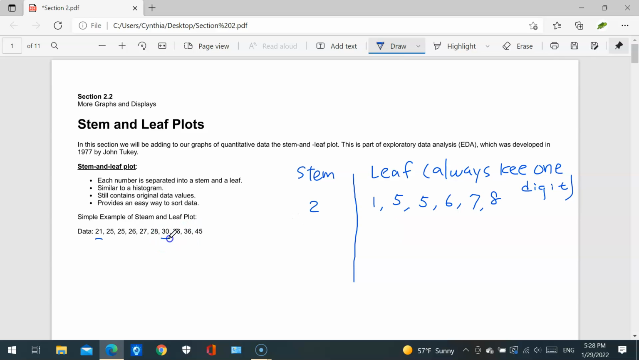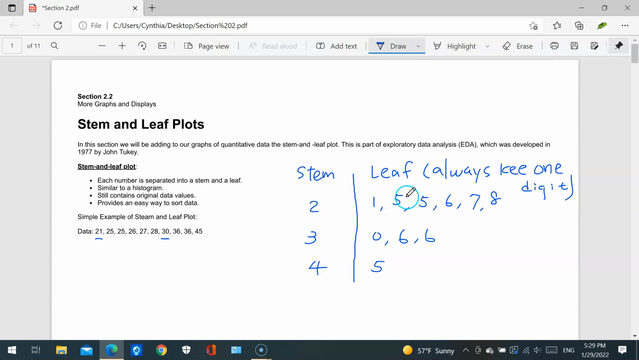And then we build the next level, beginning with the 3 on the stem part. So 30, I put a 0. Then 36, I put a comma, 36. Another 36. And then for the next one, we build the next level with the stem as a 4, so 45. So this is a stem and leaf plot.